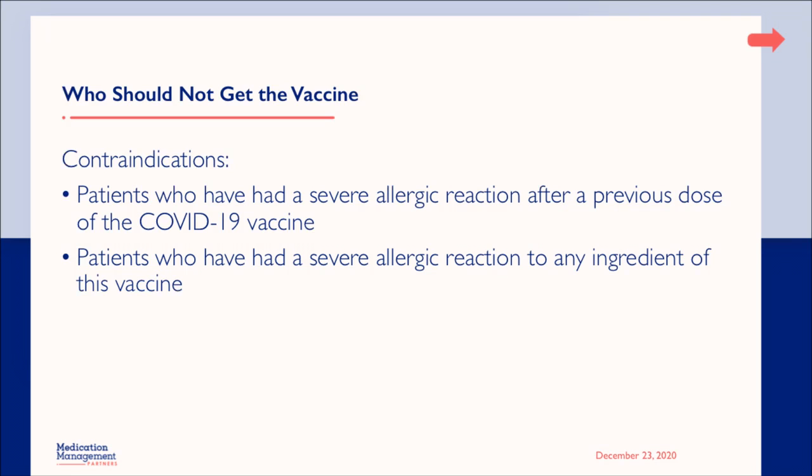So who should not get the vaccine? Well, the only contraindications are patients who have had a severe allergic reaction after a previous dose of COVID-19 vaccine, or patients who have had a severe allergic reaction to any ingredient of this vaccine.